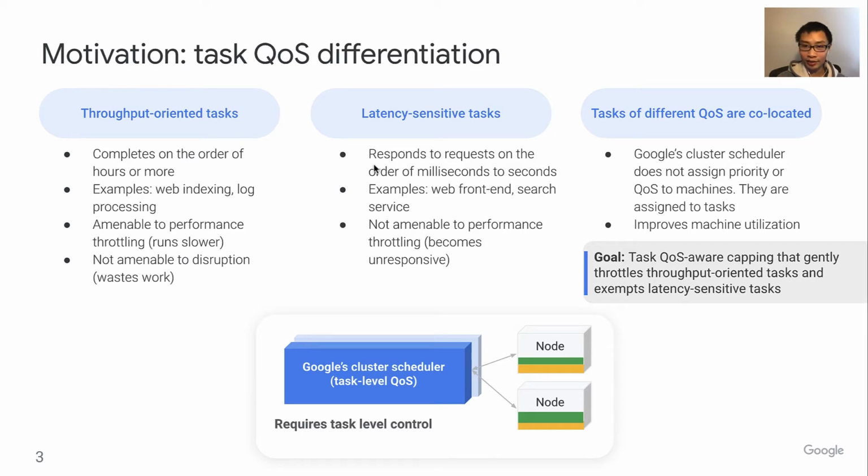In our data centers, tasks of the two types are co-located on the same machines. It's because our cluster scheduler does not assign priority or QoS to machines. They are assigned to tasks. This improves machine utilization, but it also gives us a big challenge. So our goal is a task QoS-aware power capping system that gently throttles throughput-oriented tasks and exempts latency-sensitive tasks.